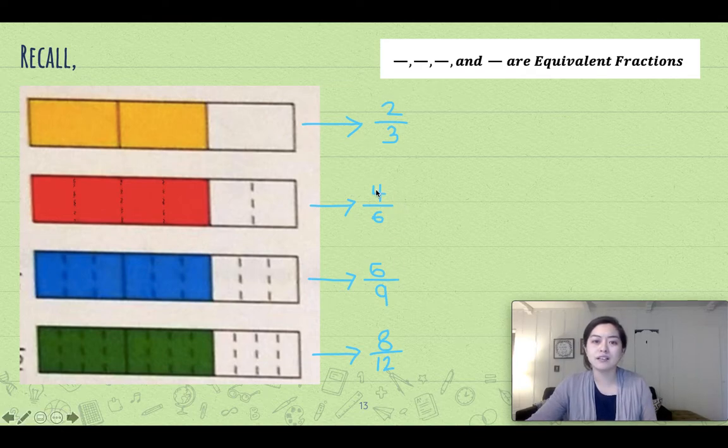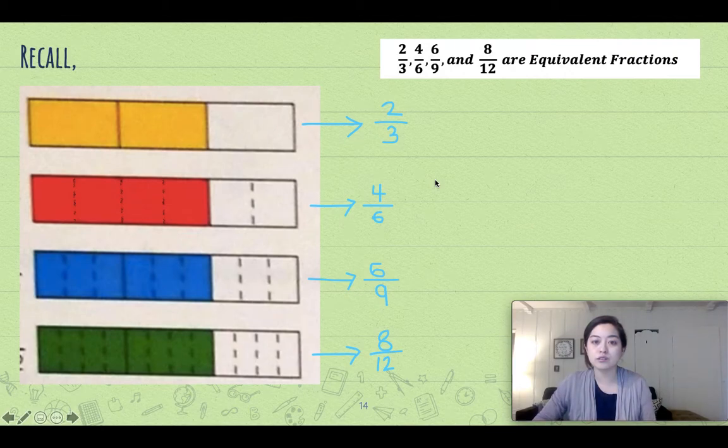Now, I can see that, well, can you find any equivalent fractions here? We can, right? There are 4 equivalent fractions because with the first bar model, the second bar model, the third bar model, the fourth bar model, all represent the same part of the whole that's shaded, right? It's the same size. Okay, so 2/3, 4/6, 6/9, and 8/12 are known as equivalent fractions.